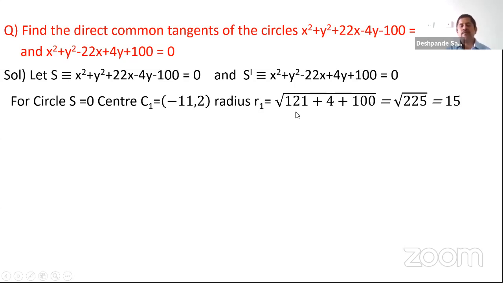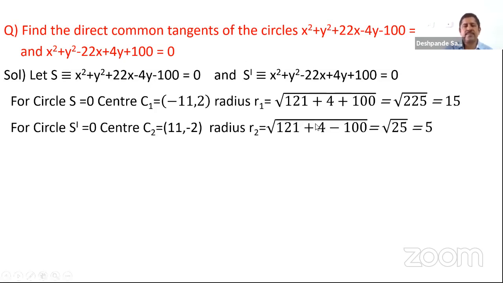To find the radius, square this, 121, square 2, 4, and here you have minus 100. The formula is square root of g square plus f square minus c. Here minus c value is minus 100, so minus of minus 100 is plus 100. So it is going to be 121 plus 4 plus 100, the square root of 225. So you get the value of radius as 15.